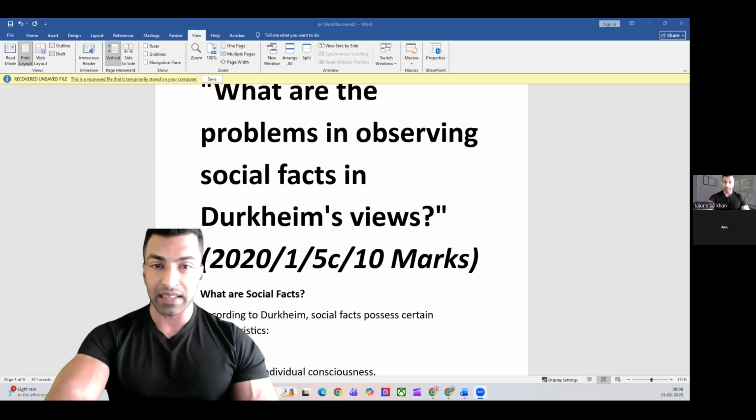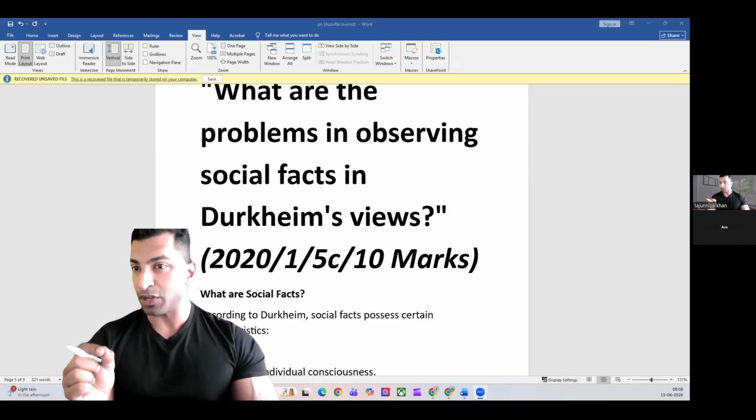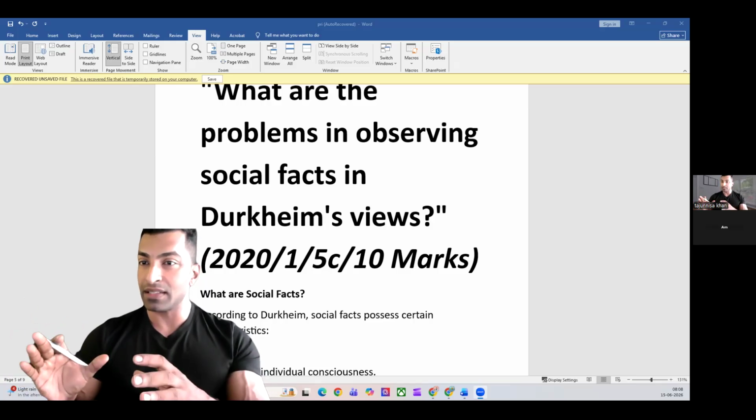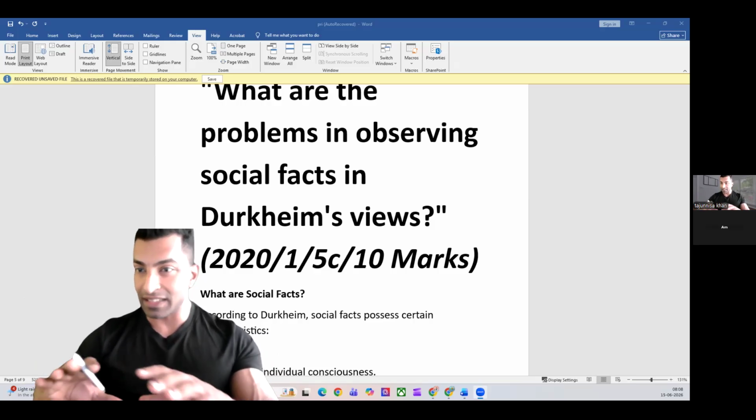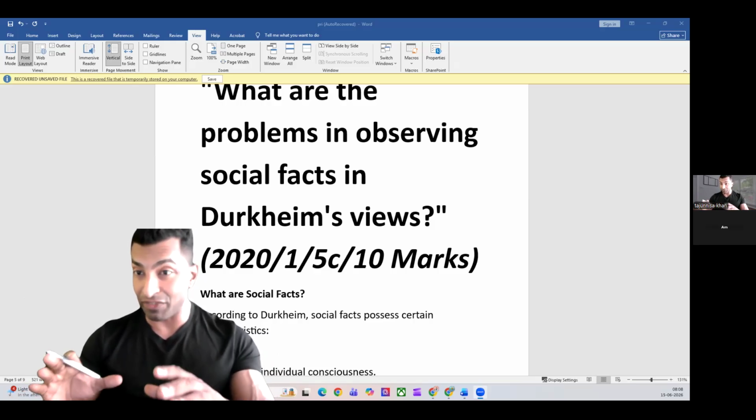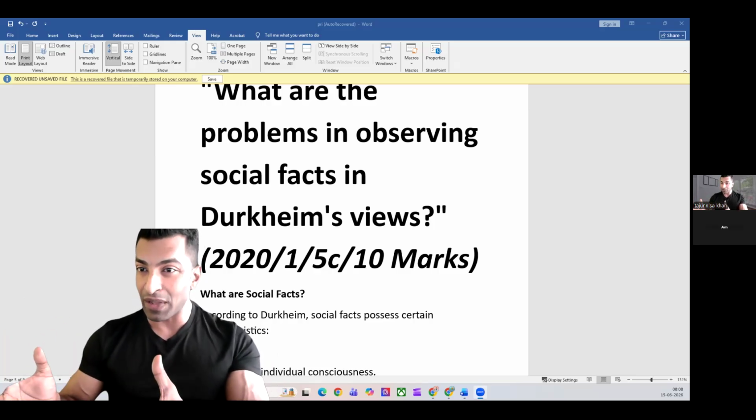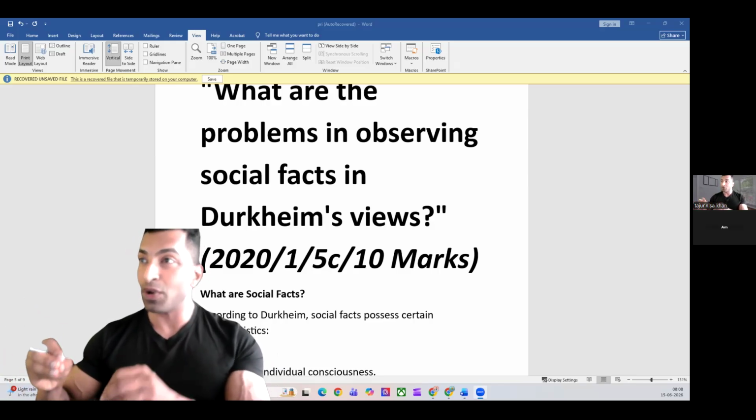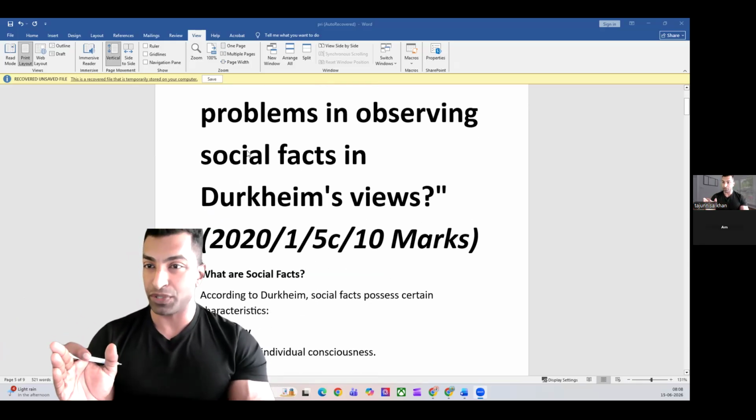This is a very important sociology question, social fact, because this is actually the subject matter of sociology. When we talk about the subject matter of sociology, that debate itself, this is one side. For Durkheim, the subject matter is to study social facts, and there is a definition of social fact, there are characteristics of social fact, and there are rules of studying social facts. All that can be asked separately also. But what is asked here is, what are the problems in observing social facts?